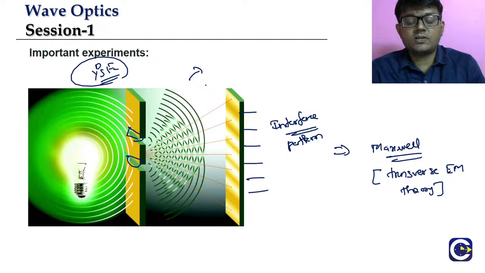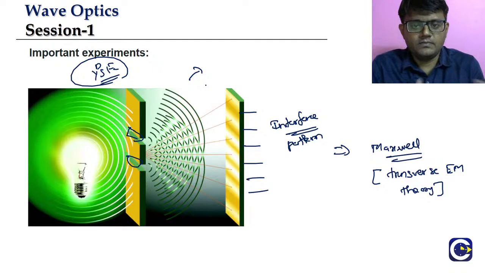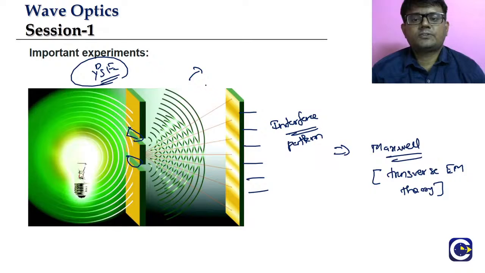So the Huygens concept of the mechanical wave ideas were kept aside, and today when we talk about light, we of course have to accept that light has a dual nature.